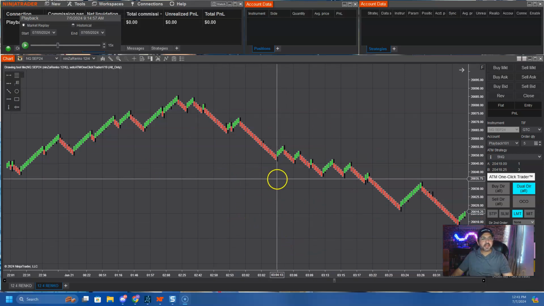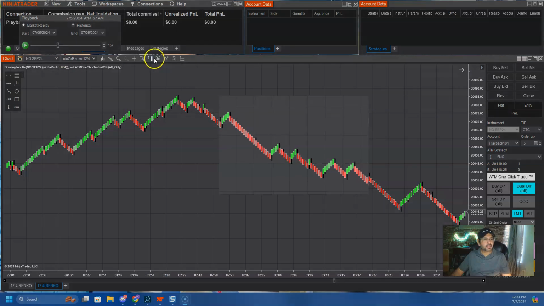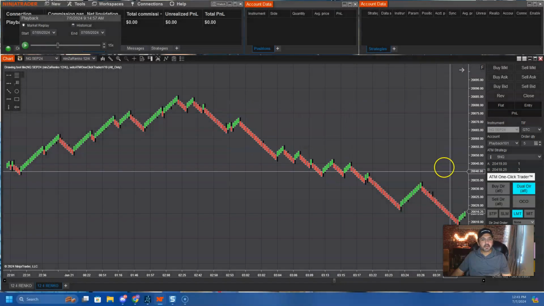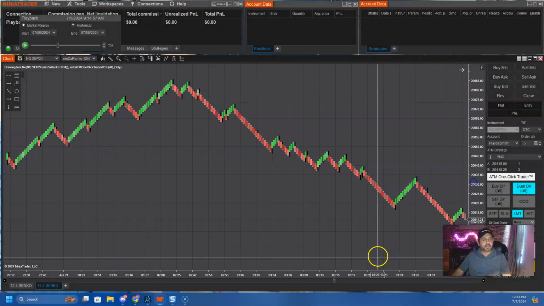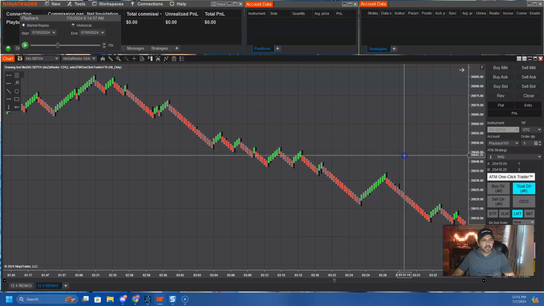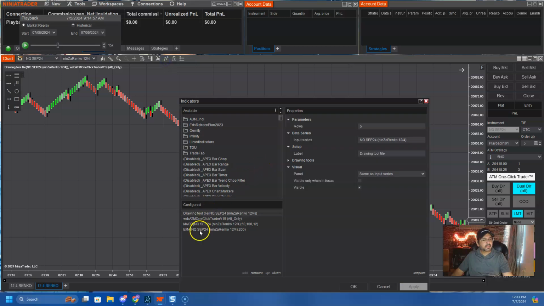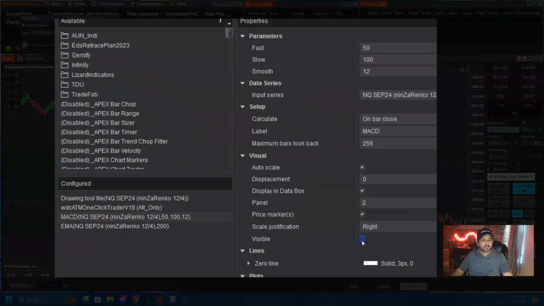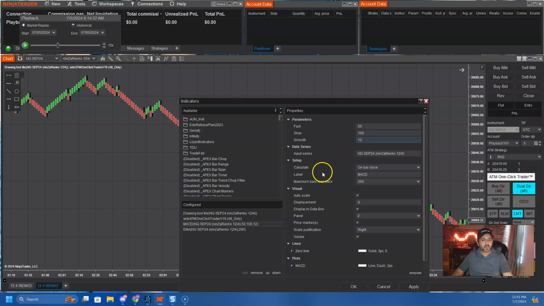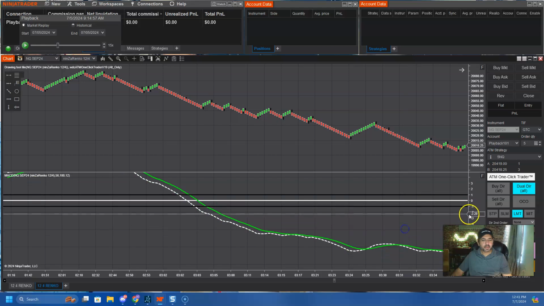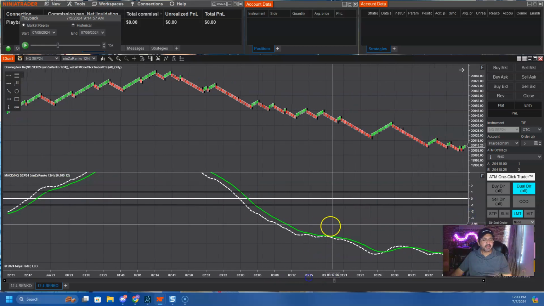So what you're looking at right now is a NinzaRenko chart with 12/4 settings. This is a playback version of the NinjaTrader platform. Let's apply, for example, an MACD. It's already there, I'm just going to make it visible. Let's put the fast length as 50, slow as 100, and smooth we'll leave as 12. Let's apply that on the chart. This is what it looks like on a NinzaRenko chart.